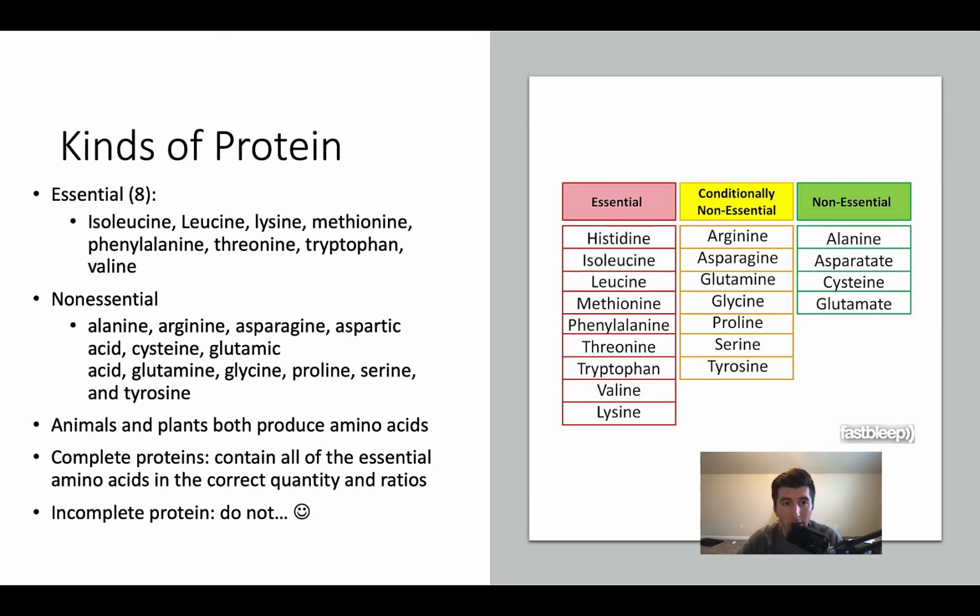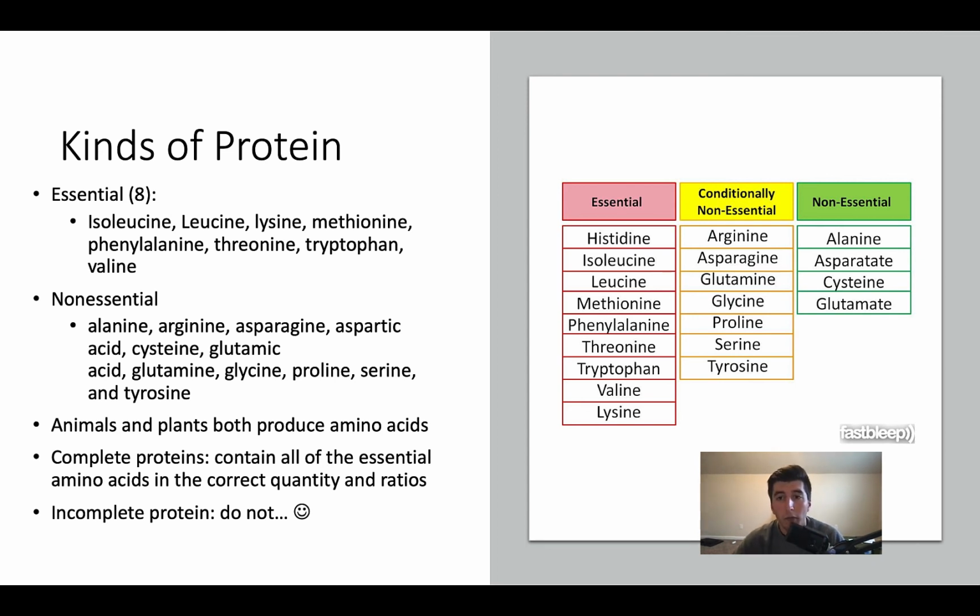Non-essential amino acids means that we don't necessarily have to consume them because we can make them in the body. We're also going to have conditionally non-essential amino acids, which means that as long as the conditions are right, as long as we have the correct precursor amino acids, then we can actually make them as well. In general, our non-essential amino acids, conditional or non-conditional, are going to be alanine, arginine, asparagine, aspartic acid, cysteine, glutamic acid, glutamine, glycine, proline, serine, and tyrosine, right?